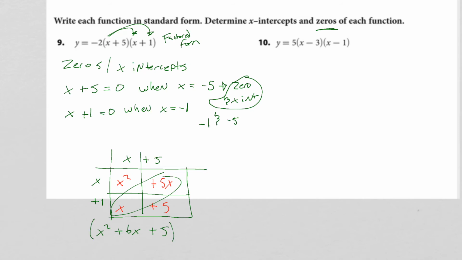Oh, not quite. We still have to multiply everything by -2, right? We can't forget about this, our -2. And so the final answer: -2x squared. 6 times 2 is 12, but it's -12x. And then -2 times 5, -10.